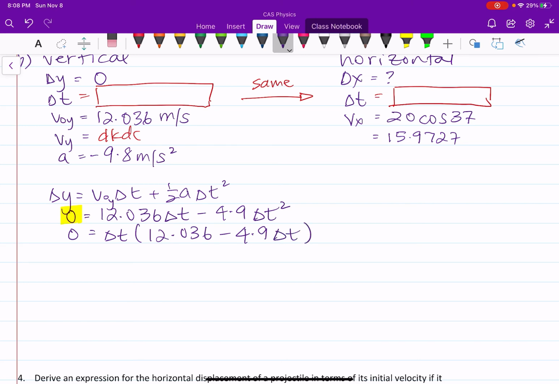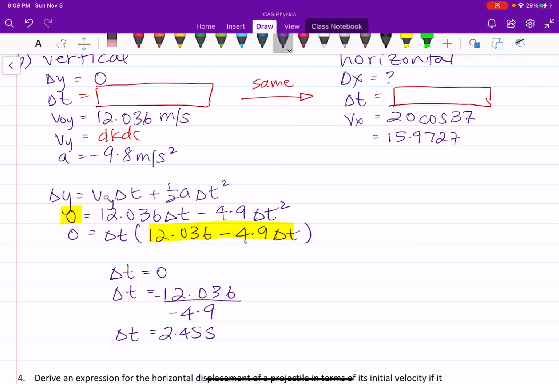And so if you solve this, you see that there are two solutions. Delta t equals 0, which makes sense because at the very beginning it has a 0 displacement at this height. But delta t also equals, if you solve that equation, 12.036 divided by 4.9, right? It actually works out to negative 12.036 divided by negative, but that cancels out. So the time we calculate in this example will be 2.45 seconds.